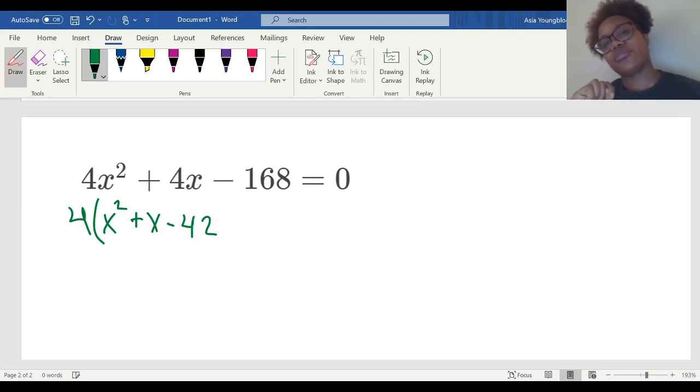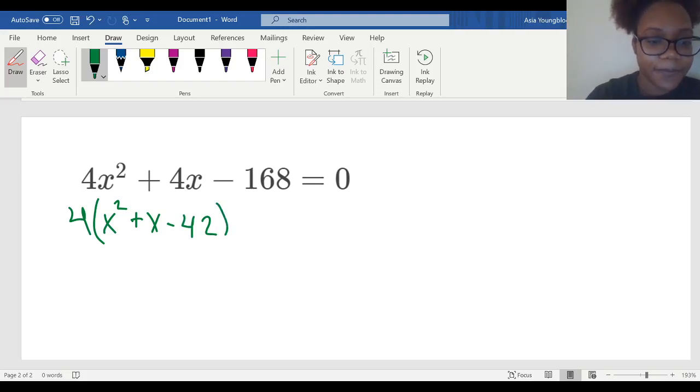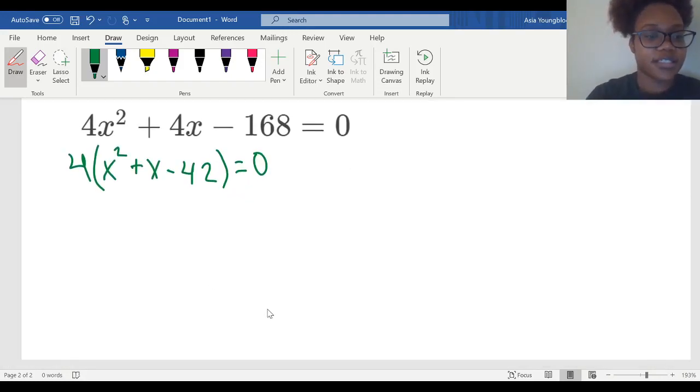I'm not 100% sure about that, so I'm going to check it real quick in my head. 4 times 40 is 160. 4 times 2 is 8. 160 plus 8 is 168. So I did it right. So now, don't forget that equals 0. And now we're going to jump into our boxes. So draw your boxes.